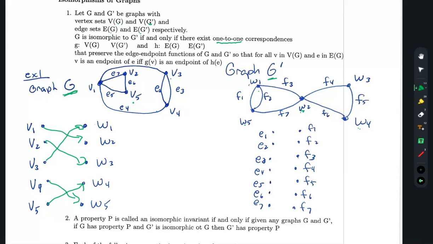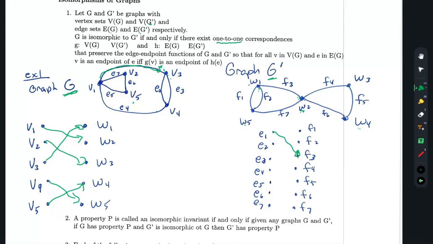Looking at E1, where is E1? I think E1 is up here. Yes, so E1 is this one right here. It's going to have an edge that goes from a vertex of degree 4 to a vertex of degree 3. So a vertex of degree 4 to a vertex of degree 3, I could choose either F3 or F7. So I'm going to go with F3.